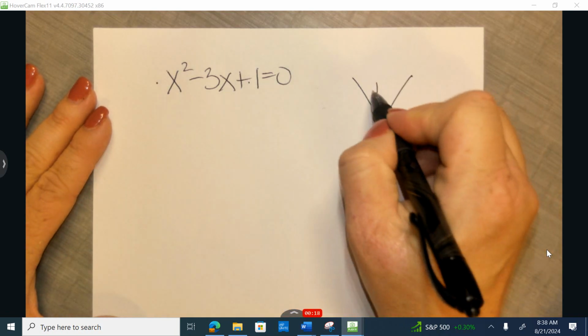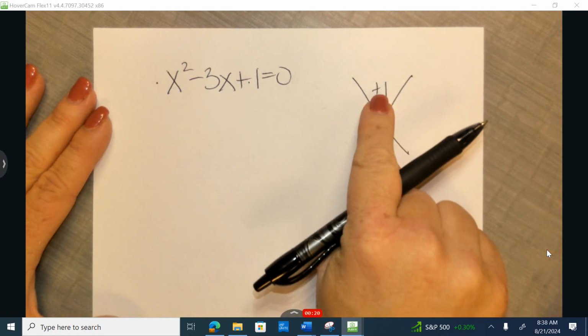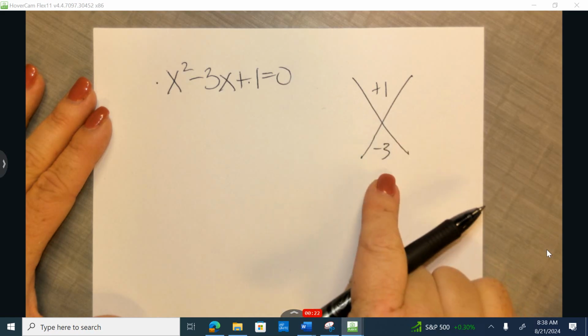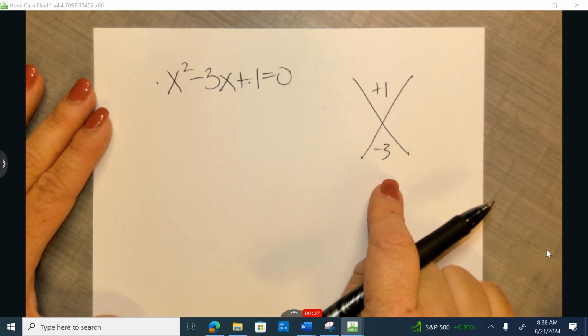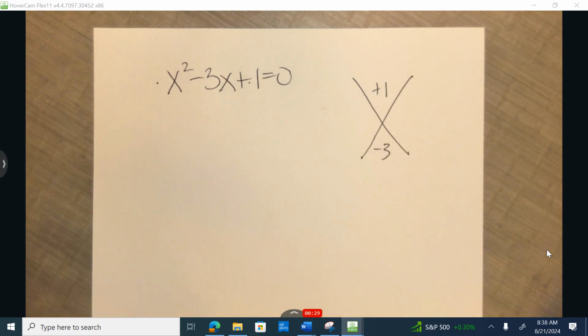1 times 1 is 1. What two numbers multiply to give you 1 but combine to give you -3? There are no numbers that multiply to give you +1 and combine to give you -3. We can't factor it. That does not mean we can't do the problem. So we're going to go back to what you learned in 8th grade and in 9th grade.